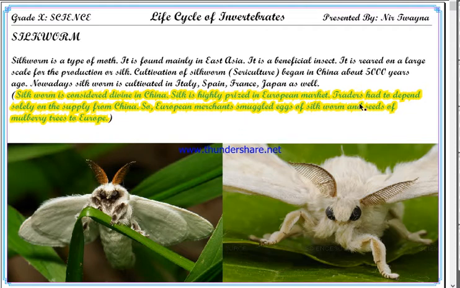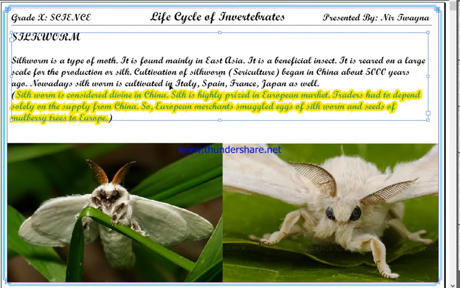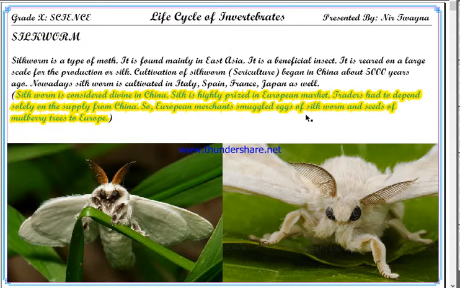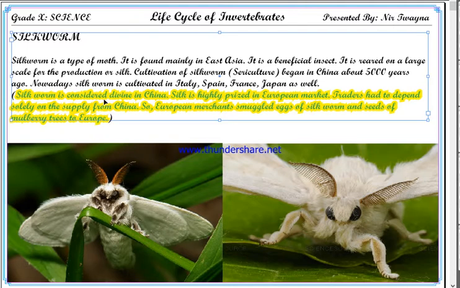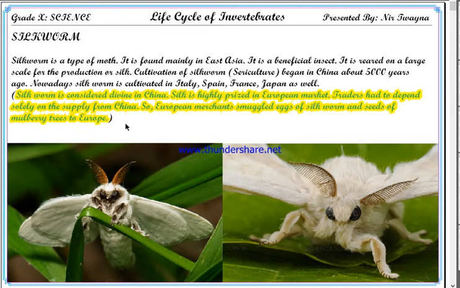So sericulture began in China about 5,000 years ago, and nowadays silkworm is cultivated in Italy, Spain, France, and Japan as well. In Nepal and India also, significant amount of silk is reared. In China, in medieval time, silkworm was considered to be divine. They praise silkworm, they worship silkworm. So taking silkworm or their eggs out of China was considered illegal, an offense against the emperor.